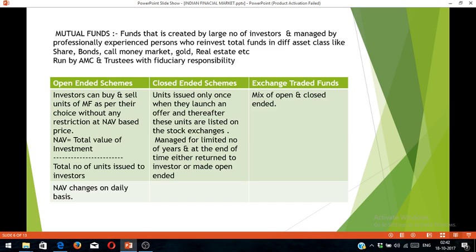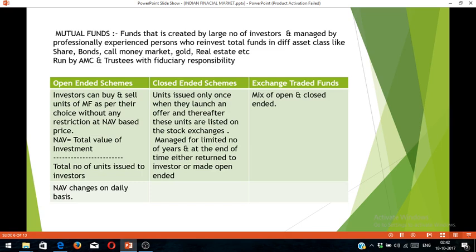So what is the procedure to invest in mutual funds? There are three types of schemes for investing in mutual funds. The first scheme is called the open-ended scheme, the second scheme is called the closed-ended scheme, and the third scheme is called exchange traded funds. First we will discuss what the open-ended scheme is.